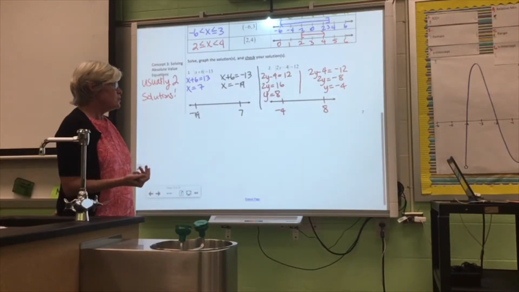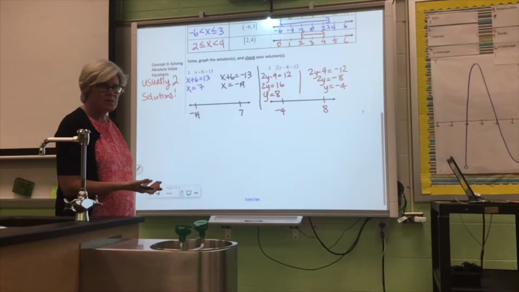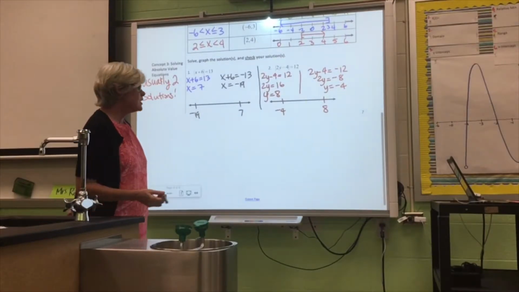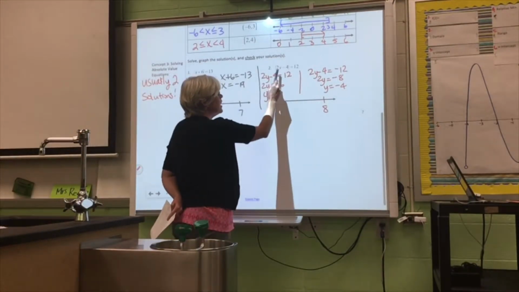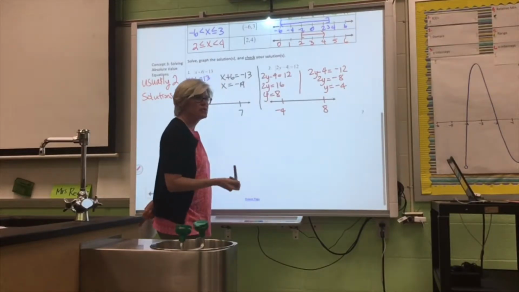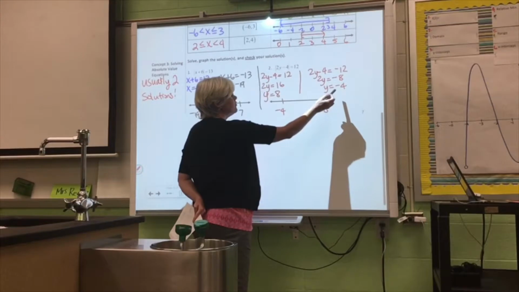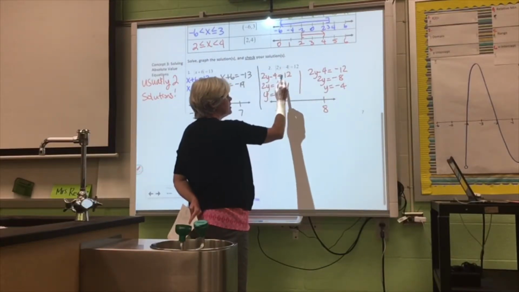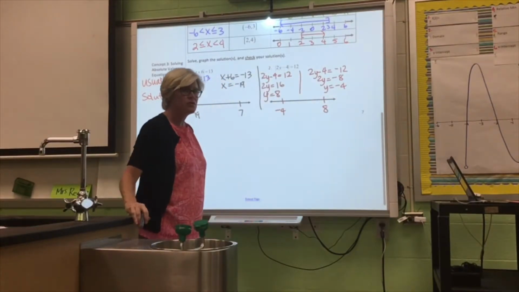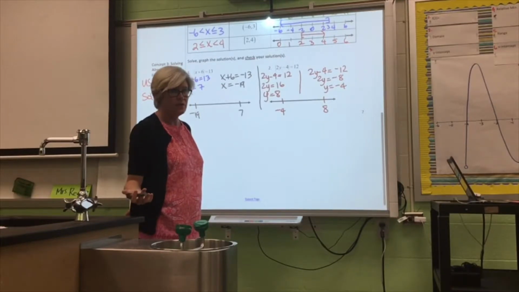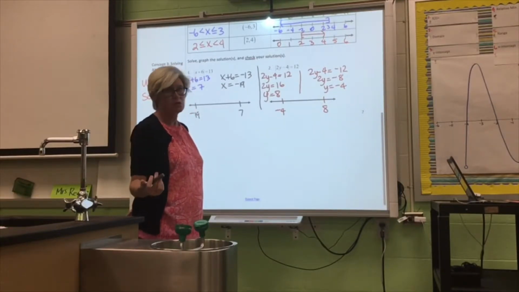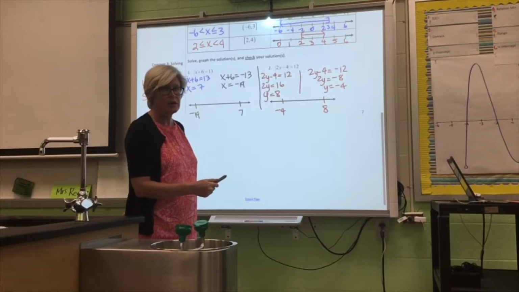I need to check those because, again, they just don't seem like they're related at all. So let's see. If I plug in an 8, I get 16 minus 4. 16 minus 4 is 12. That works. If I plug in a negative 4, I get negative 8 minus 4. Negative 8 minus 4 is negative 12. Absolute value of negative 12 is 12. So we have come up with the right answers.